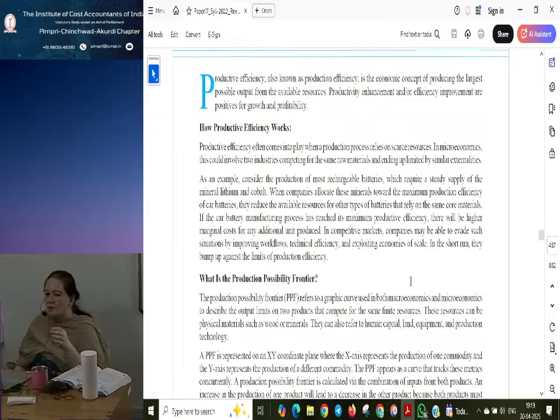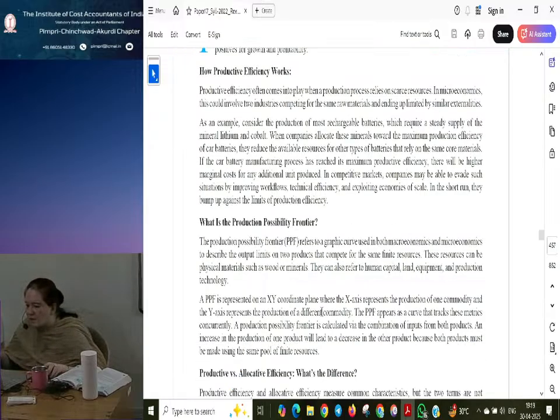One limitation of PPF is that it's two-dimensional, which talks about only two products. Fine. So there is a frontier which is formed which gives you a combination wherein you can do a maximum utilization of the raw materials to produce two different products. I'll show you the graph, which will give you a good idea.